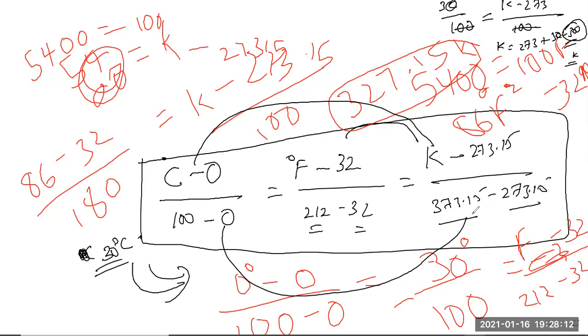Even when I did it in Google, 86 Fahrenheit came as 303.15. Yes, sorry, it is 303 because 273 plus 30 is 303. It is 303.15 because I have not taken the 0.15 here, so you will get 303.15. Did you understand that?